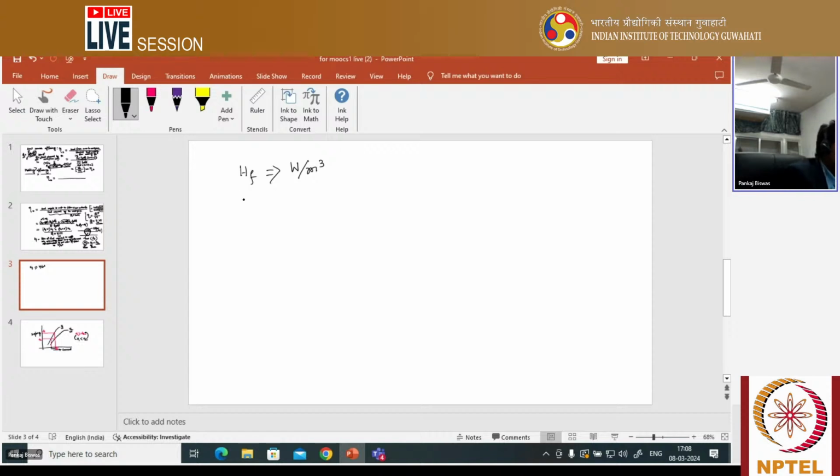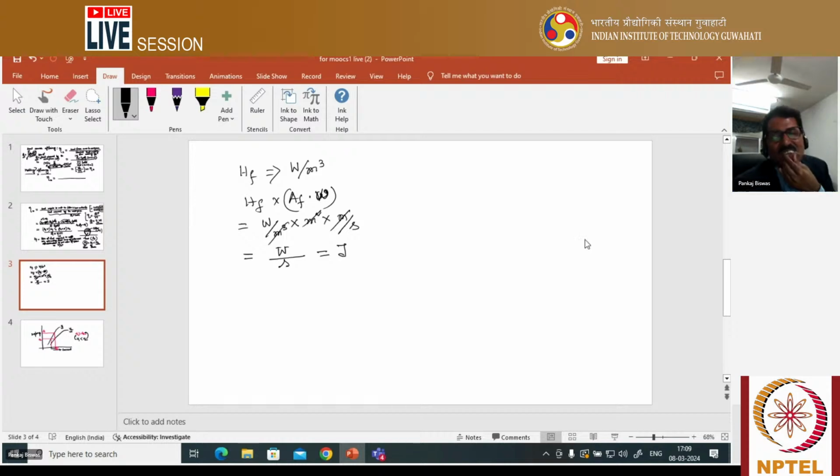Now with this, I have already written HF into AF into velocity of welding omega. What do you get here? HF is watt per meter cube. Cross sectional area's unit is meter square. Welding speed's unit is meter per second. Meter cube cancels out on the top side, so here you are getting watt per second. Watt per second, its unit is joule. What I am telling, understand?